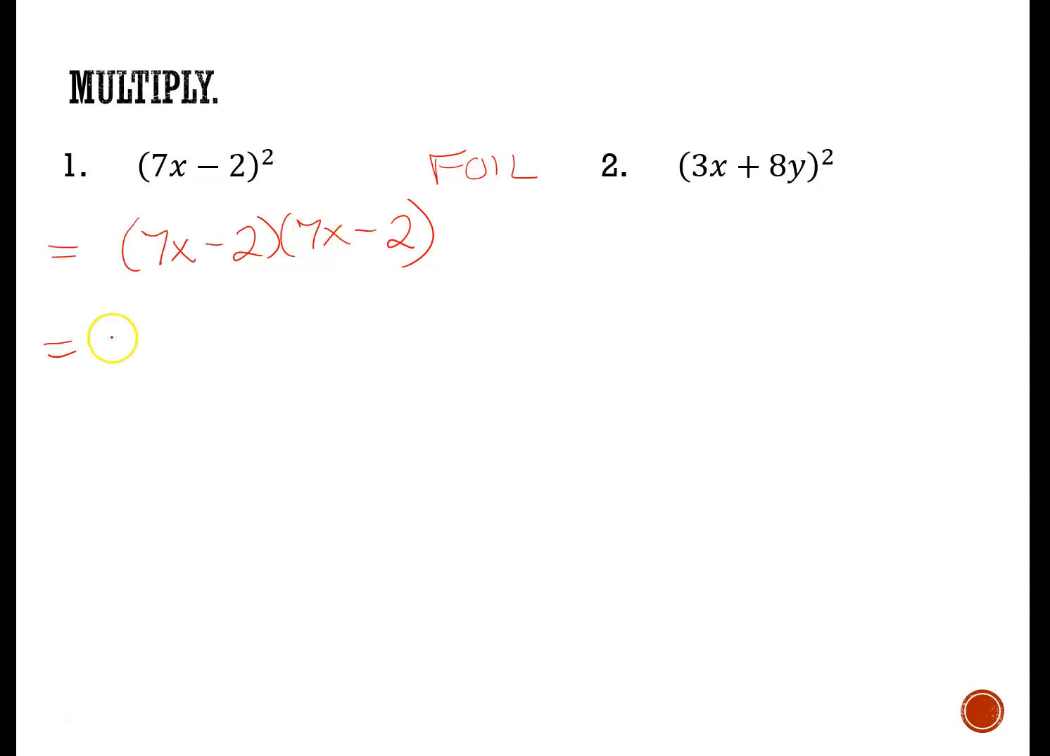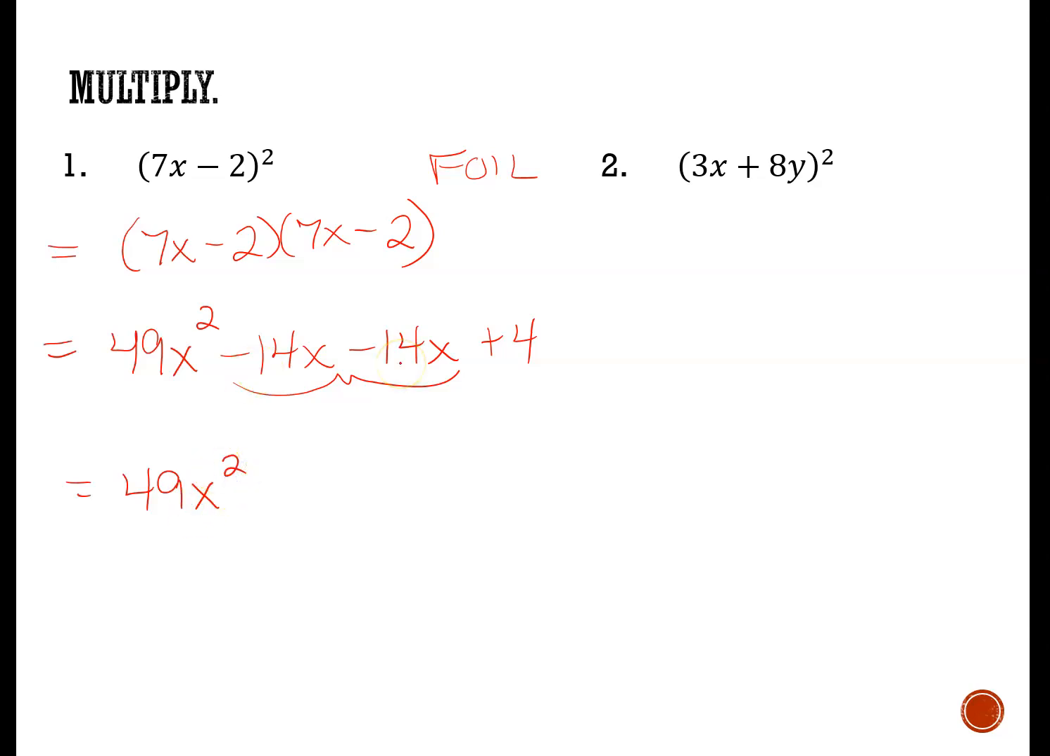So first, 7x times 7x is 49x squared. Outside, 7x times a negative 2 would be a negative 14x. Inside, negative 2 times 7x is the same. And actually, whenever you start out with a binomial squared, when you do the outside and inside, they will always be the same. Last, negative 2 times negative 2 is positive 4. Combine your like terms.